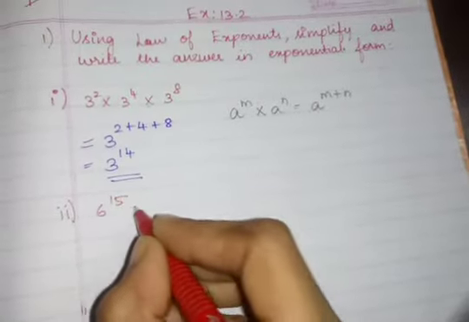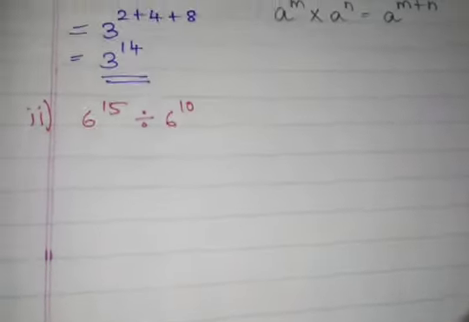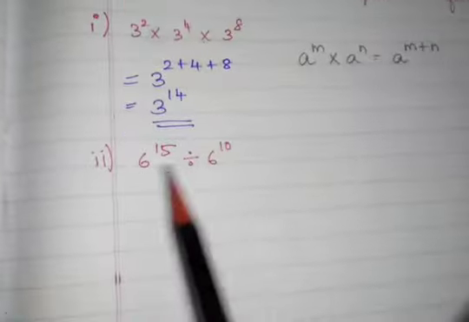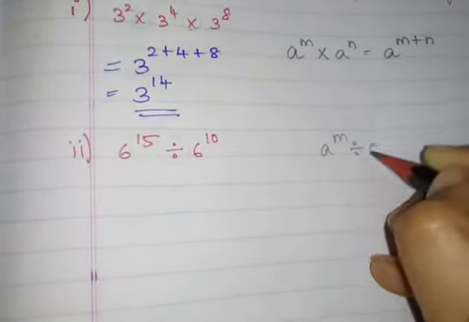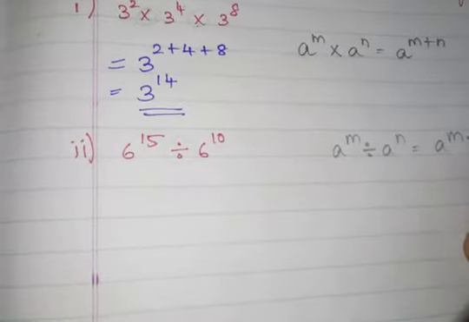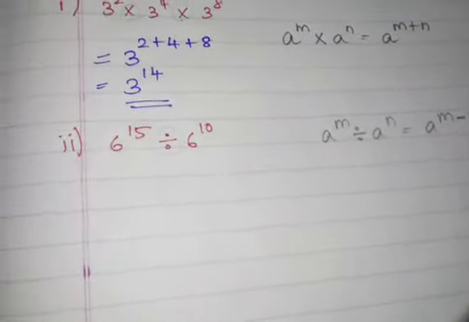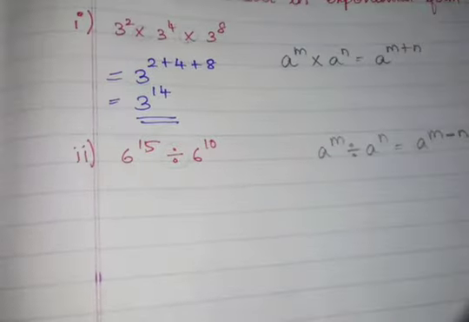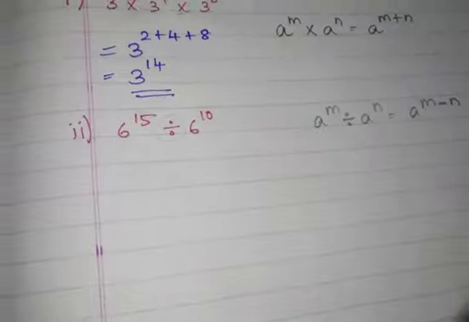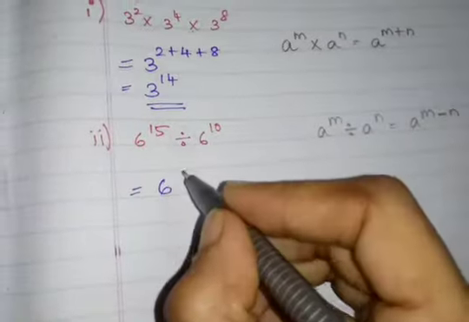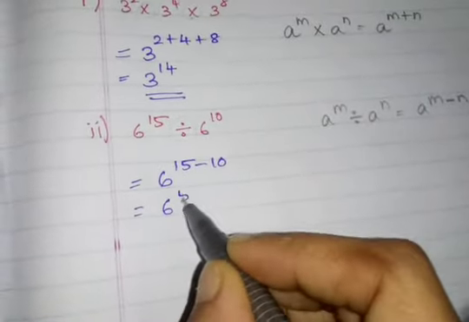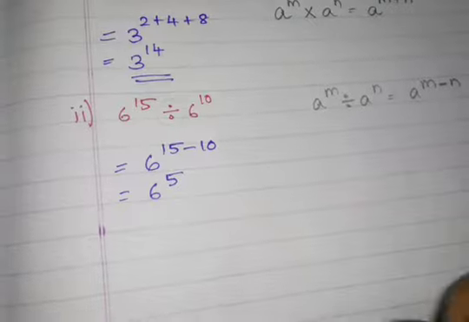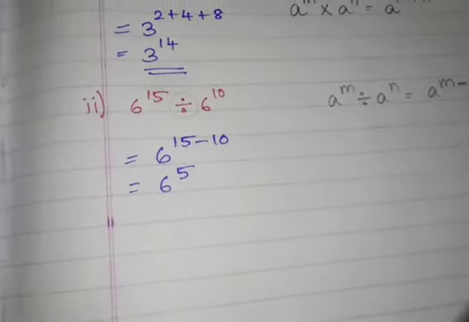6 power 15 divided by 6 power 10. Here we have the same base but division. So what we'll do? a power m divided by a power n means a power m minus n. Do you remember this law? For your reference, you can write all the laws on the side, then you solve it. Now, we have the same base, so 15 minus 10 because it is a division, so 6 power 5. 15 minus 10 is 5. 6 power 5 is your answer. Next.